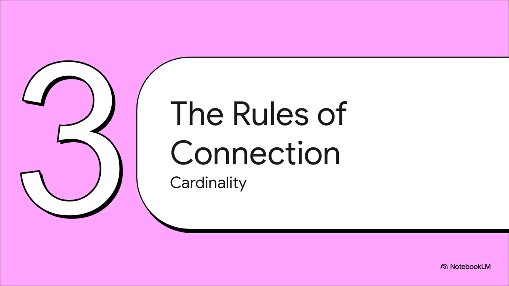Okay, so having these connections is great, but it's not enough. We need rules. You can't just connect things willy-nilly. We can't have an order that doesn't belong to a customer, right? That would be chaos. These rules are defined by something called cardinality, which basically just tells us how many of one thing can be related to another.